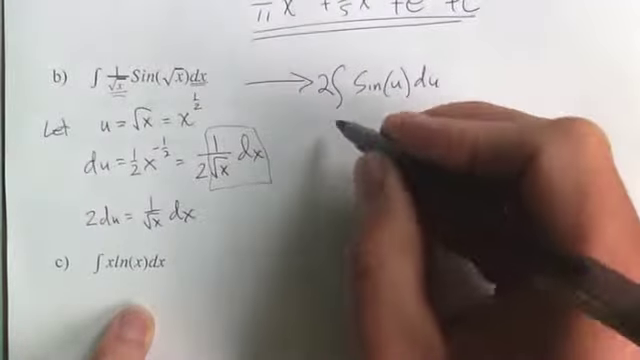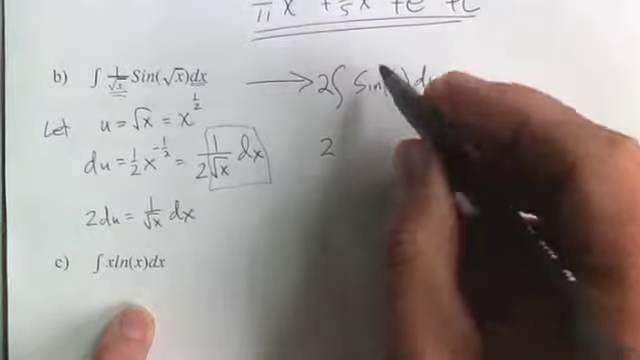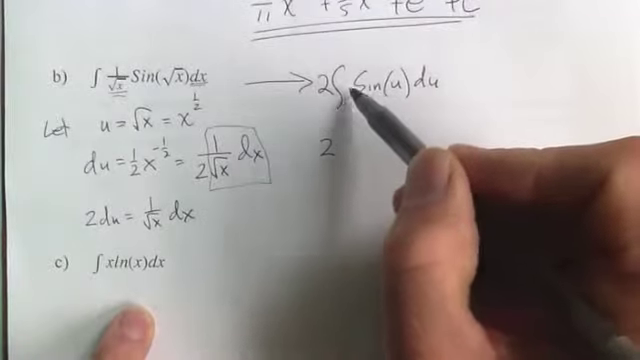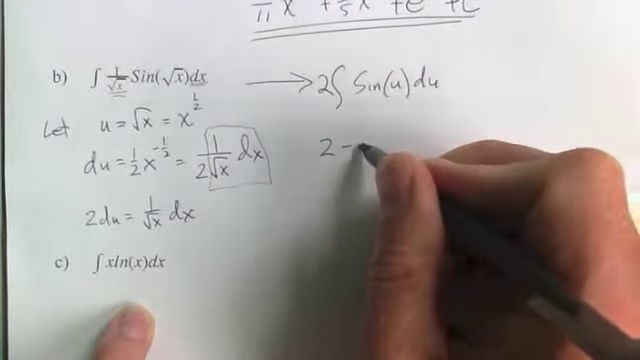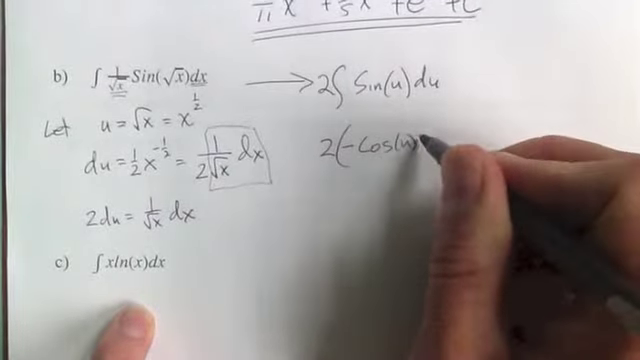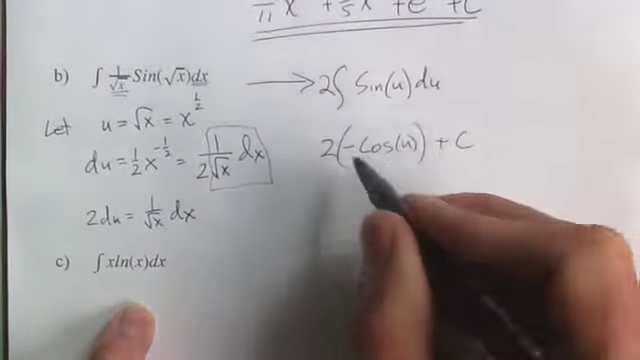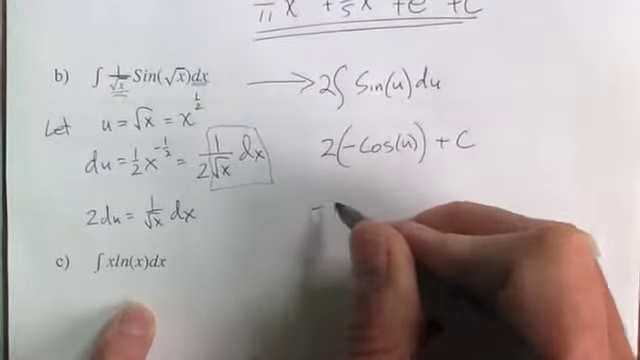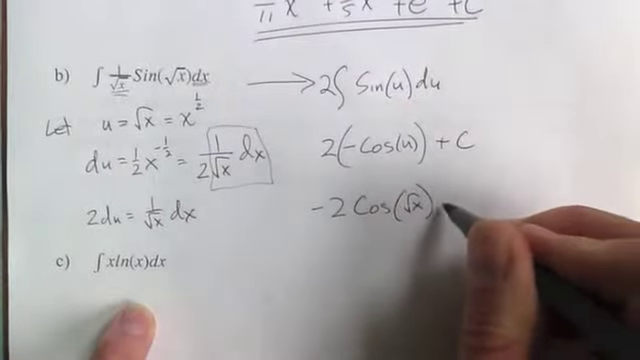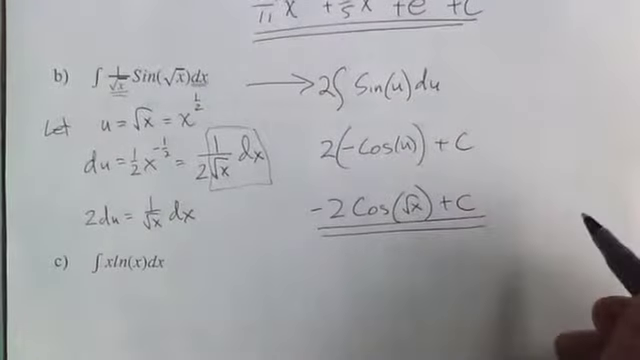Now I can do the integral of this. It's going to be 2. The derivative of the sine is the cosine. The derivative of the cosine is the minus sine. So I need to make it minus cosine. I'm going to put that in parentheses of u. And then plus c. Alright? I'm going to bring that minus outside and say it's minus 2 cosine of radical x then plus c. That's the answer. If you're not sure, take the derivative.